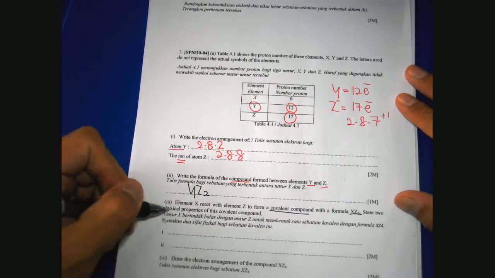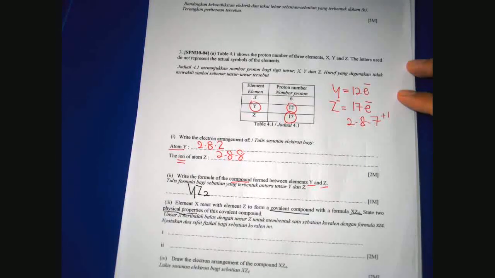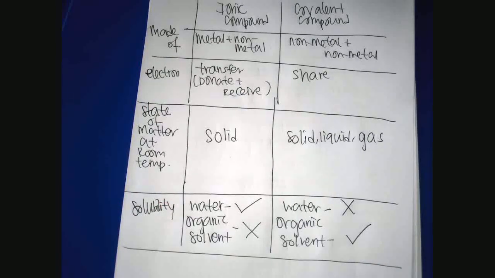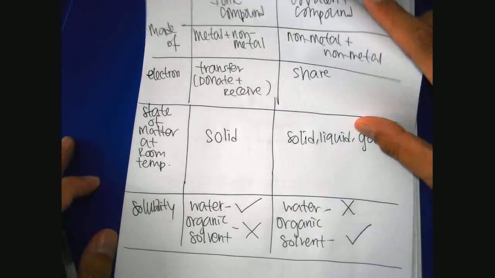Alright, so 2 physical properties. You can refer back to the comparison we have just now, the comparison between the ionic and also the covalent compound. Those are the comparison, such as this one. So there are many comparisons we can do, but normally there are 3 major ones.